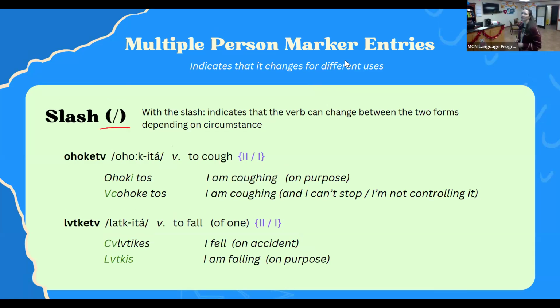Okay. Slash. So for the slash, it indicates that a verb can change between two forms depending on circumstance. Ohogida is one of these options, to cough. What that means is you're probably using the first one, maybe you'll use the second one. This is because type 2 often means out of your control, versus type 1 tends to mean on purpose. So if you're coughing on purpose, you have to use type 1, but usually that's not the case. So it's usually type 2. I'm coughing and I can't control it. So our two examples, this is our type 1, this is our type 2.